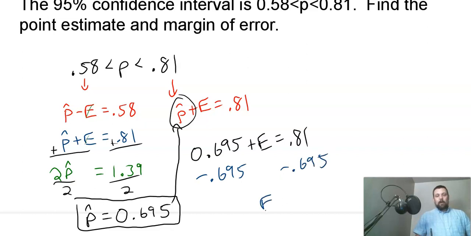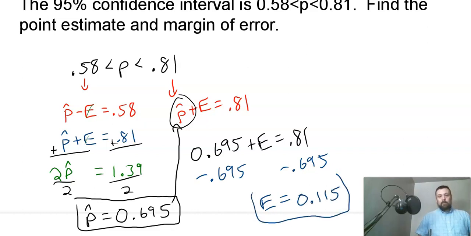And that's going to give me my value of E, which is 0.81 minus 0.695, which is going to be 0.115. So that would have been the margin of error that this person calculated, which is a pretty big margin of error, right? It's 11.5%. That's a pretty big swing. So that's how you calculate the original sample proportion and margin of error.